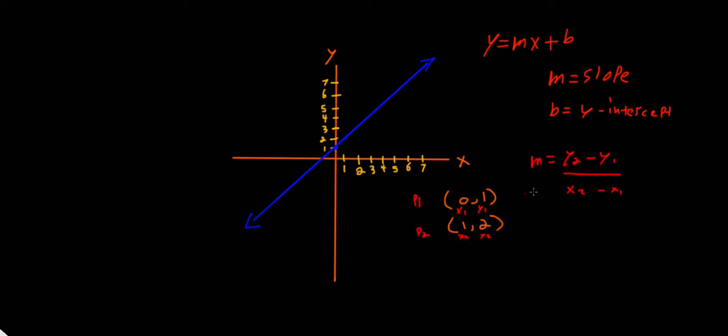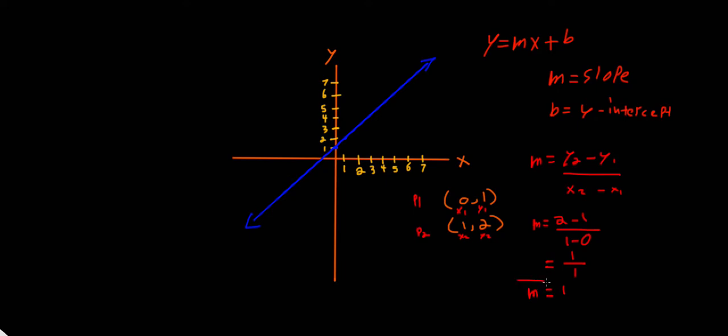So now we can plug in the values. We have y2 minus y1. And you can do it the other way. You can call this point 1 and call this point 2. You just have to be consistent with it. It would work out the same. So we have y2 minus y1, which is 2 minus 1, over x2 minus x1, so 1 minus 0. Let's go ahead and solve this simple fraction. 2 minus 1 is just 1. 1 minus 0 is just 1 as well. So it looks like our slope is just 1. 1 over 1. So m equals 1.